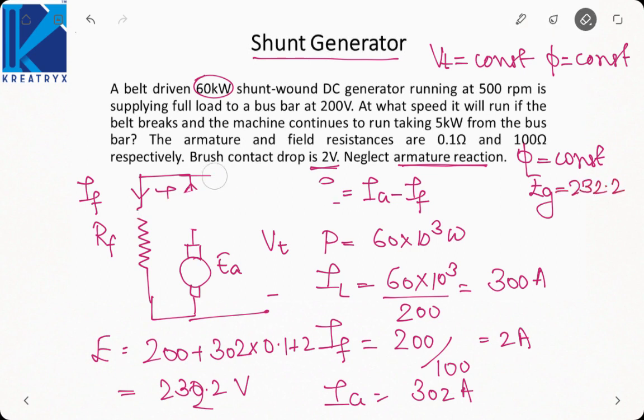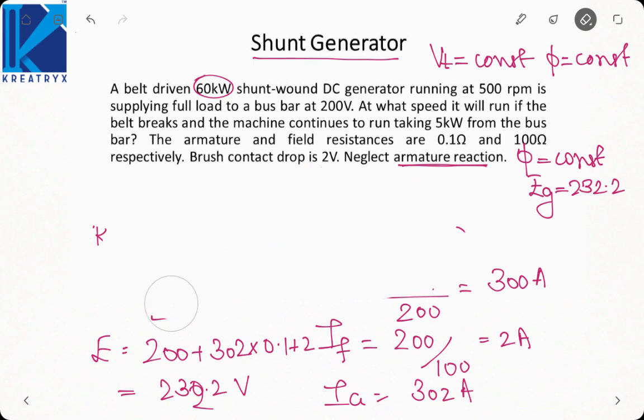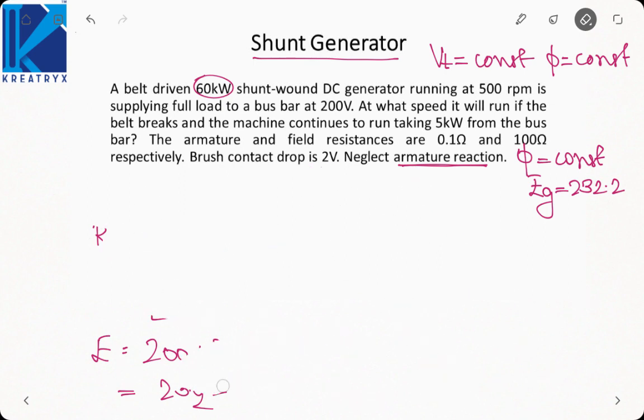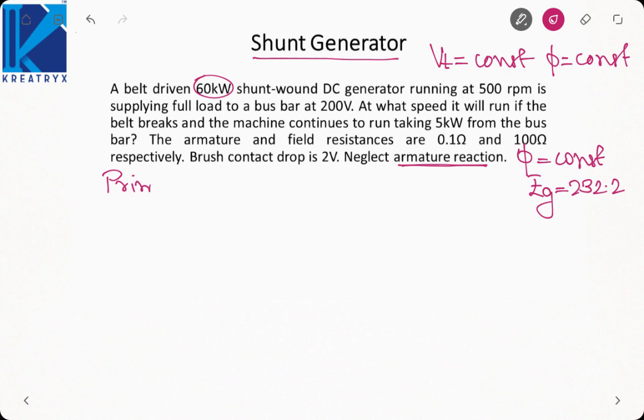Now it is saying the belt breaks. The belt is basically used to connect the generator to the prime mover. If belt breaks, basically it means we are removing the prime mover. If you remove the prime mover, then what happens? The machine will start acting as a motor and it draws 5000 watt from the supply.